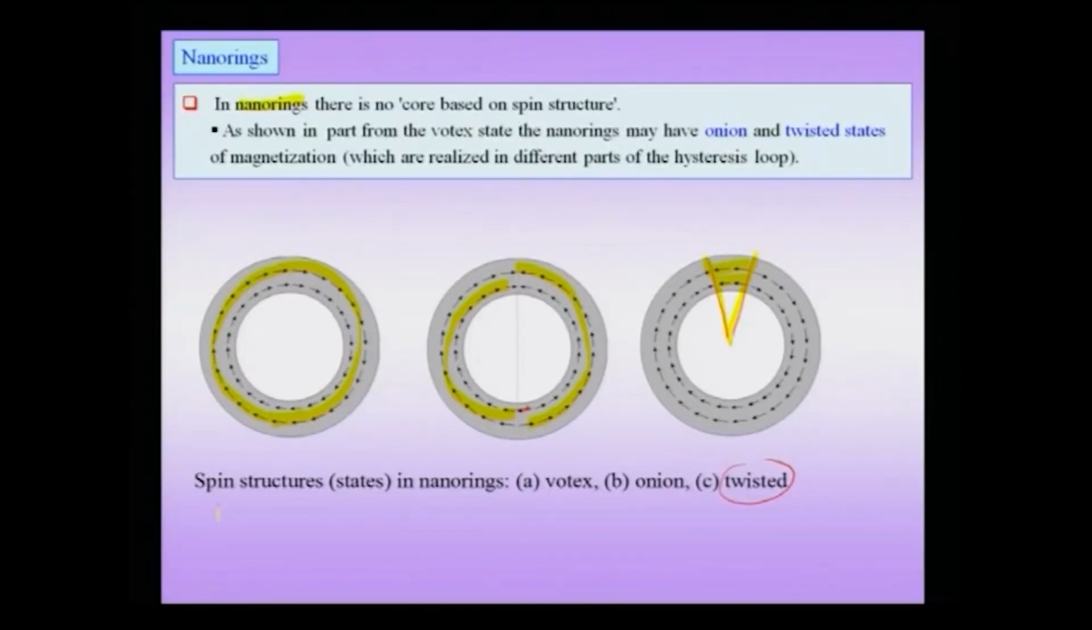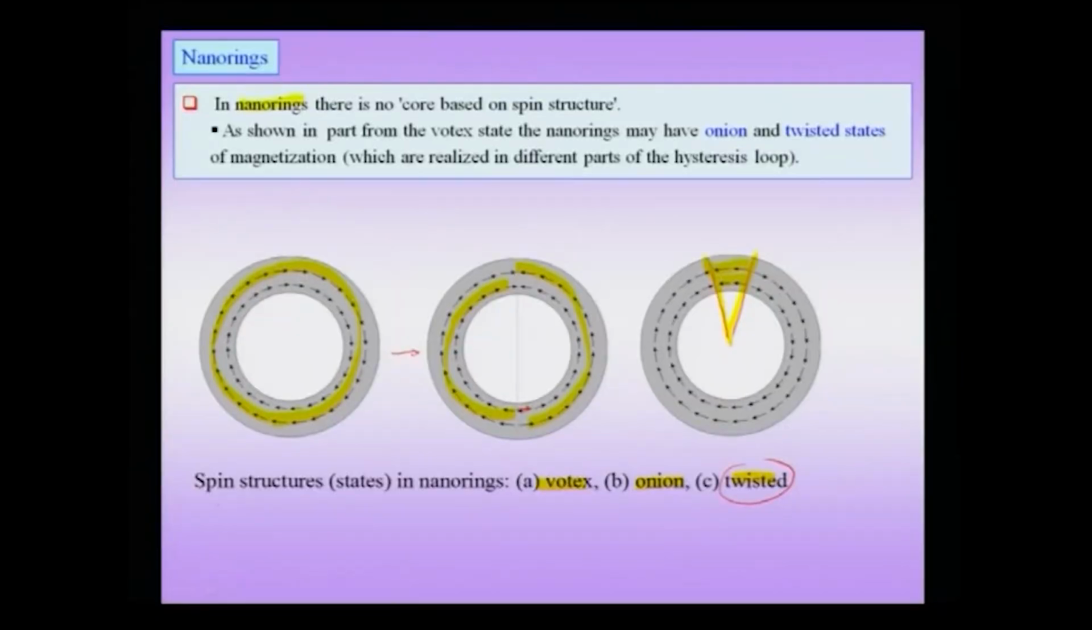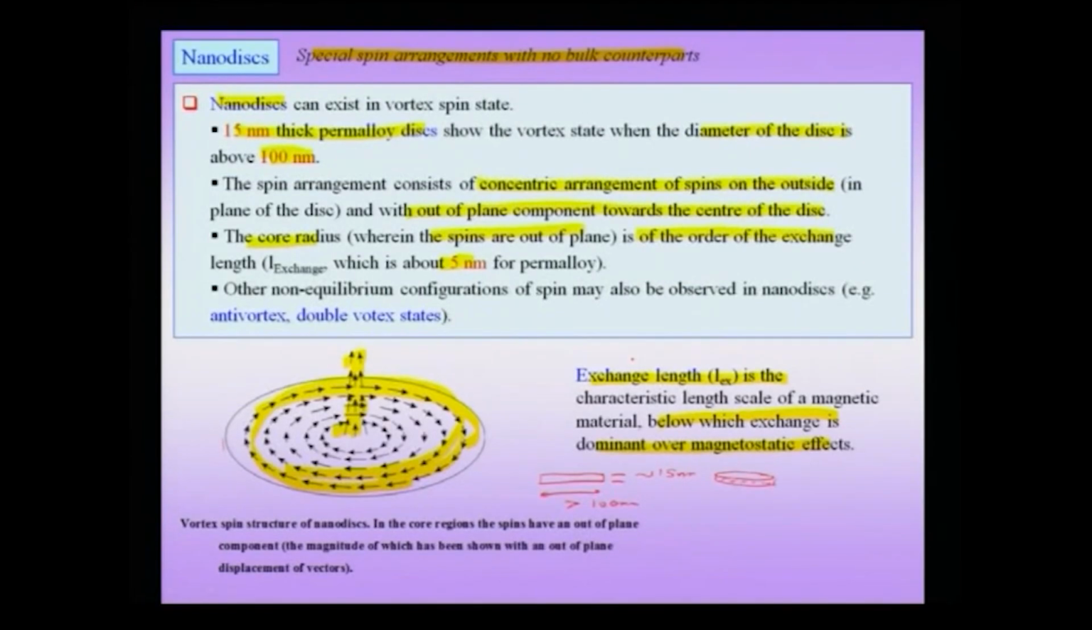And it is interesting to note that suppose I were constructing an MH loop or a hysteresis loop starting with a vortex structure, then I would observe that I would obtain these other states like the onion and twisted structures during some part of the magnetization hysteresis loop. That means this state would change from a vortex to an onion or to a twisted state during the magnetization process itself.